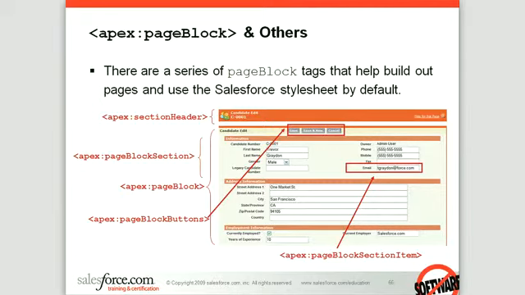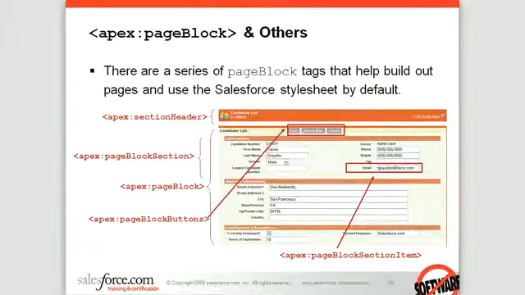There's a section at the top called page block buttons. This is where you would normally put your command buttons and your command links. So that's the reason that we have that tag, to identify the area in which we'd put those.